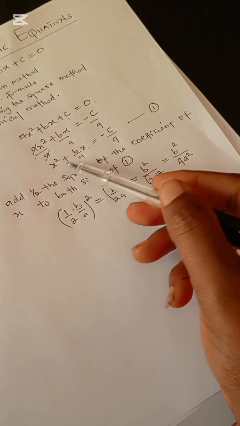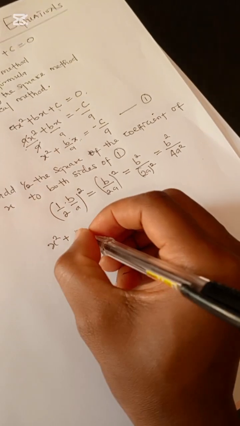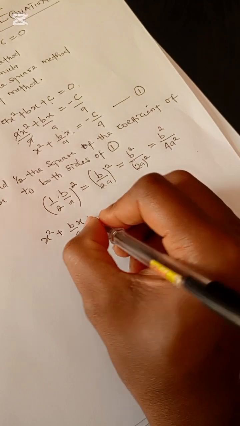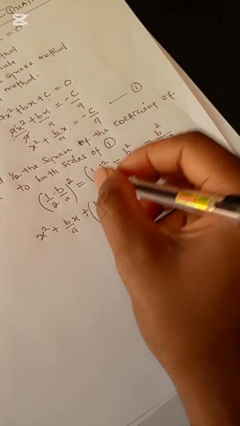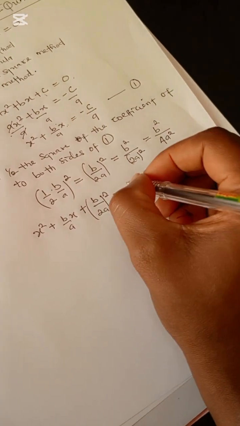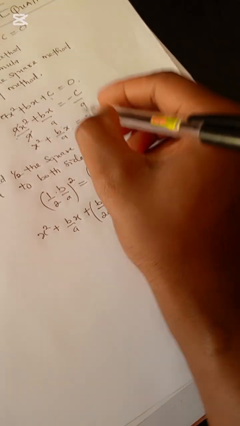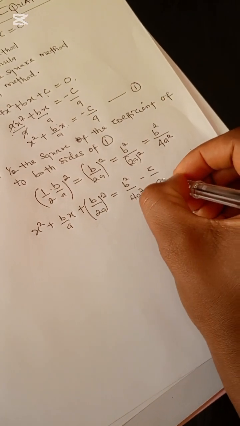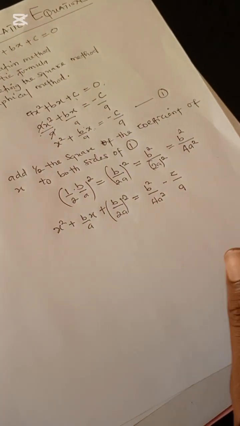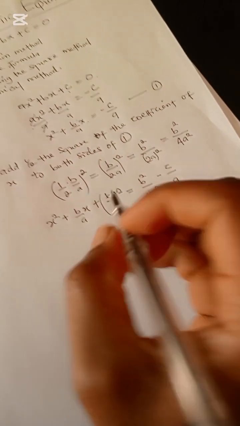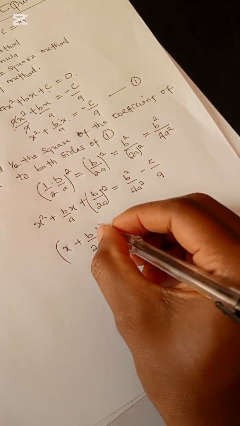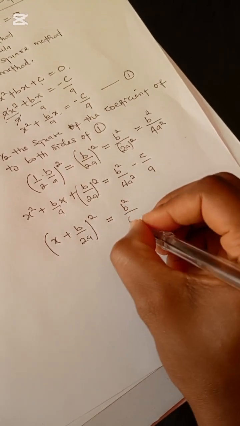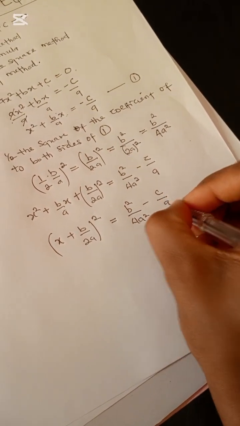So let's go ahead and do it now. We'll take the first part. We'll have x squared plus b over a x plus, I want to add this part of it, b squared over 4a squared, equals, I want to bring down this here, minus c over a. All right, this is what we've got. So we'll continue. The whole of this expression here is equivalent to x plus b over 2a all squared equals b squared over 4a squared minus c over a.